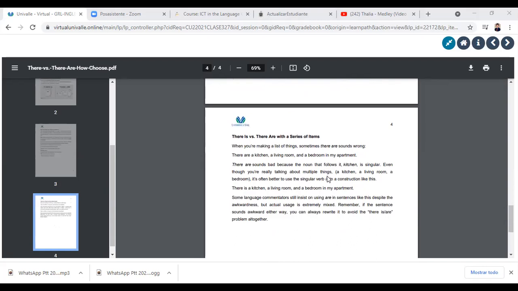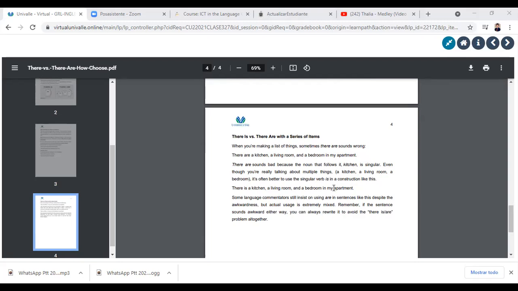There is versus there are with a series of items. When you're making a list of things, sometimes there are sounds wrong. There are a kitchen, a living room, a bedroom, an apartment. There are sounds right, but because the noun that follows it, kitchen, is singular, even though you're really talking about multiple things, a kitchen, a living room, a bedroom, it's often better to use the singular verb is in a construction like this.